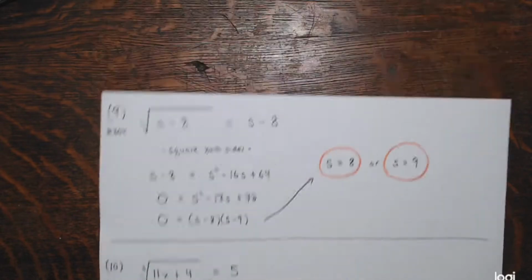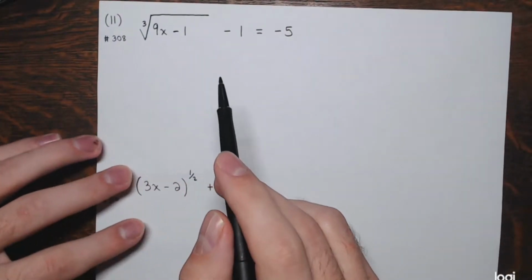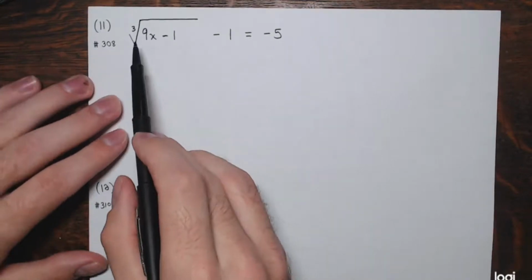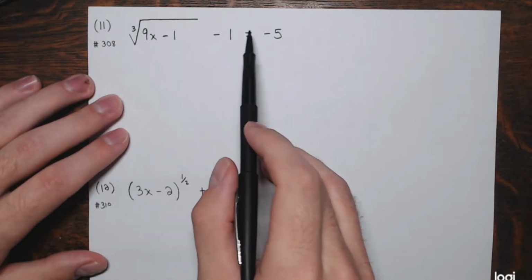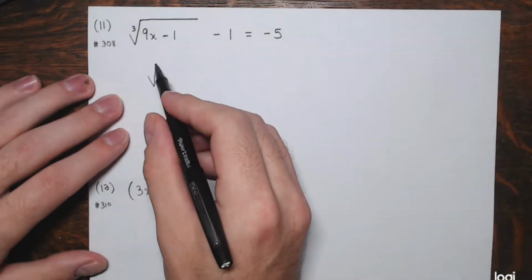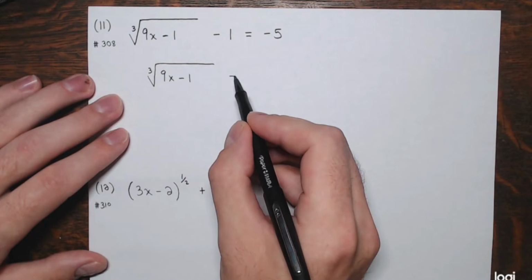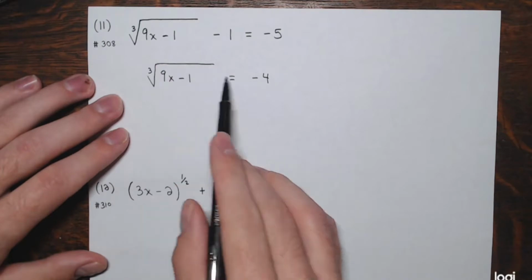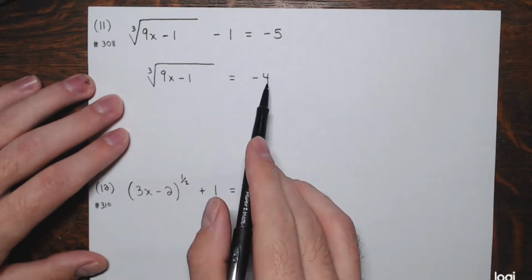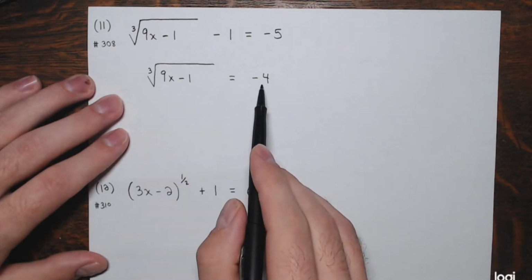Alright, number 11, which is exercise 308 in the text. Here, the first step needs to be done. This radical term with the cube root needs to be isolated. So first I shall add 1. So we have the cube root of 9x minus 1 equals negative 4. Now this can happen. Remember, when we had a square root equal to a negative, that was bad. But a cube root, an odd root, can be negative. So this might have a solution.